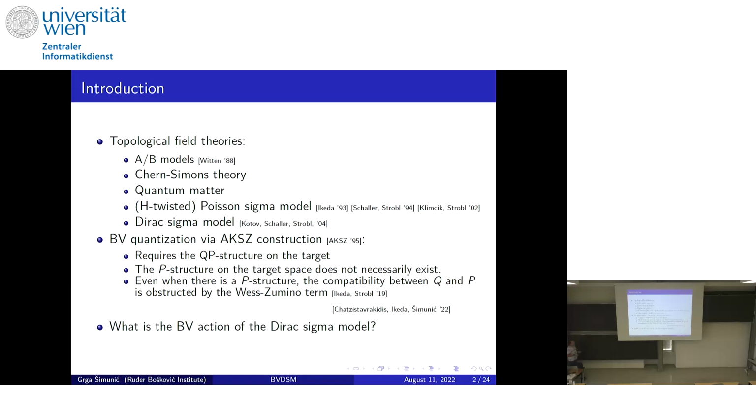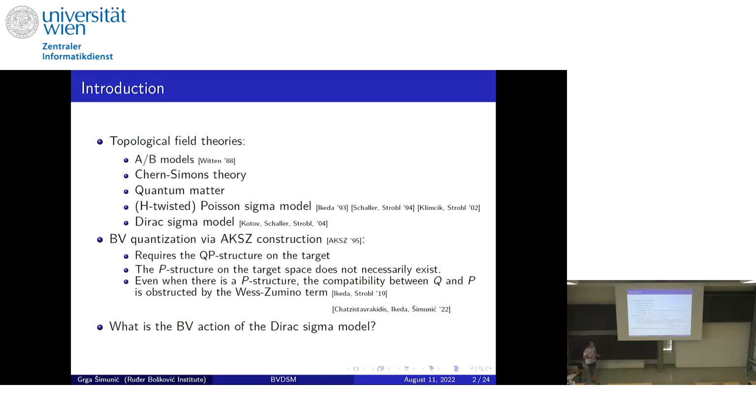Here, I'm going to talk about a more general theory, a Dirac sigma model, that can be viewed as a certain generalization of the Poisson sigma model. Also, a few days ago, Thanasis talked about the R-Poisson sigma model, which is a different kind of generalization, but also encounters similar obstructions in constructing the BV. In that case, the P structure existed, but the Q and P structures were incompatible because of the presence of the Wess-Zumino term. The same thing happens in the Poisson sigma model case. So the question that I will answer here is: what is the classical BV action of the Dirac sigma model?